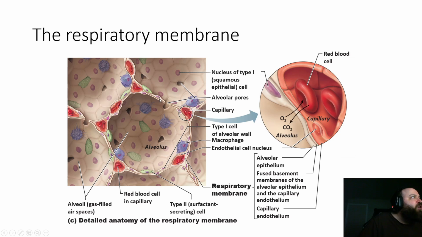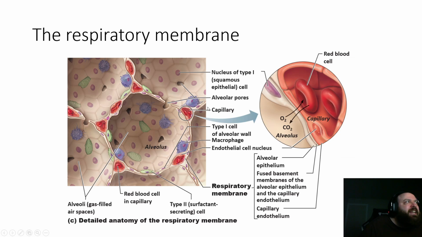You can see the type 1 pneumocytes, the flat cells that make up the alveoli. You can see the type 2 cell types over here and over here. You can notice the macrophages, these purple cells that are crawling around all over the surface. And you can notice again, the capillaries surrounding the alveoli.